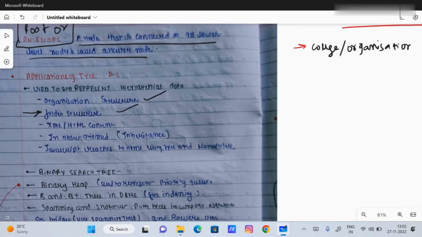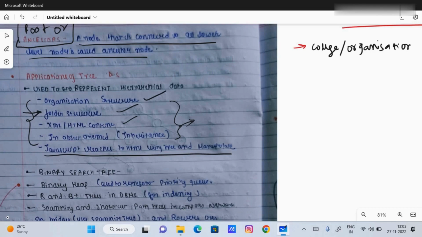Okay, so it's used there also. In object oriented programming, of course, in the process of inheritance, tree data structure is mostly used. Thereafter, JavaScript reaches to HTML using tree and manipulate. Okay, so the main point that all this covers is to represent relationship in different organizations or different languages as well. And the last is much important: JavaScript reaches to HTML using tree and manipulate.